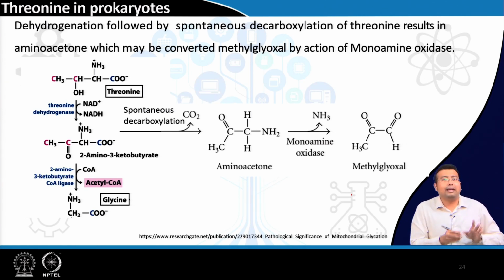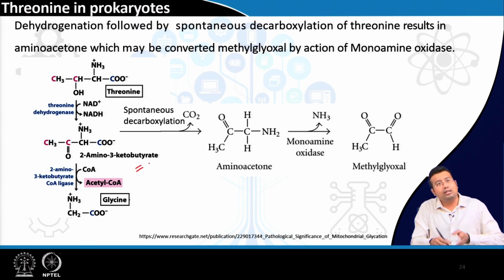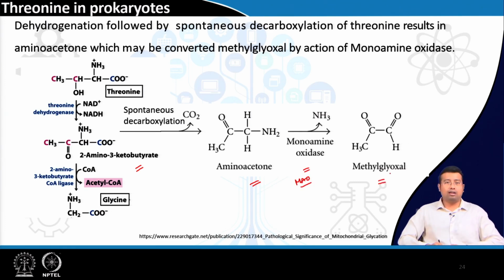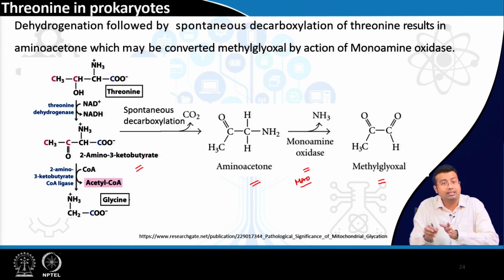There is a minor pathway in which that 2-amino-3-ketobutyrate can undergo spontaneous decarboxylation into aminoacetone. That aminoacetone can be acted upon by the enzyme monoamine oxidase or MAO, which leads to formation of methyl glyoxal. A very unique compound. This is a deviation from what is happening in humans. In humans, it does not happen.